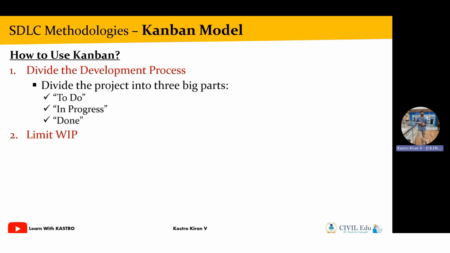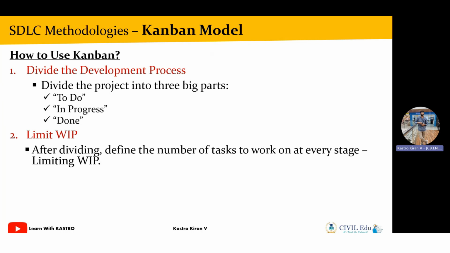Now, once we have divided the entire work into 3 different phases, we are going to limit the work that needs to be done in each phase or in each category. Let's say in the to-do category, I have some 100 tasks that need to be done. Now, instead of working on all the 100 tasks, we are going to limit the number of tasks that need to be performed on a particular day or on any given day. That's called limiting the work in progress.